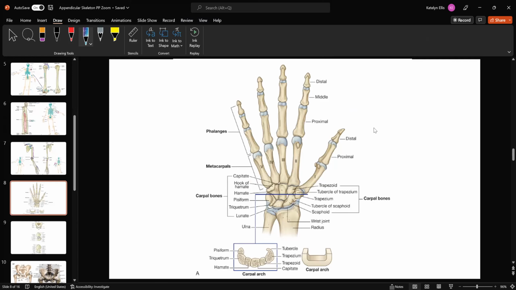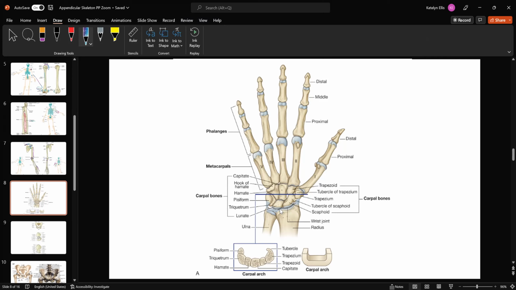Hello and welcome to your hands. All right, so we're obviously also going to talk about the wrist joint. It's the joint between the hand and the forearm. And the structure of the wrist allows all of the movement of the hand.